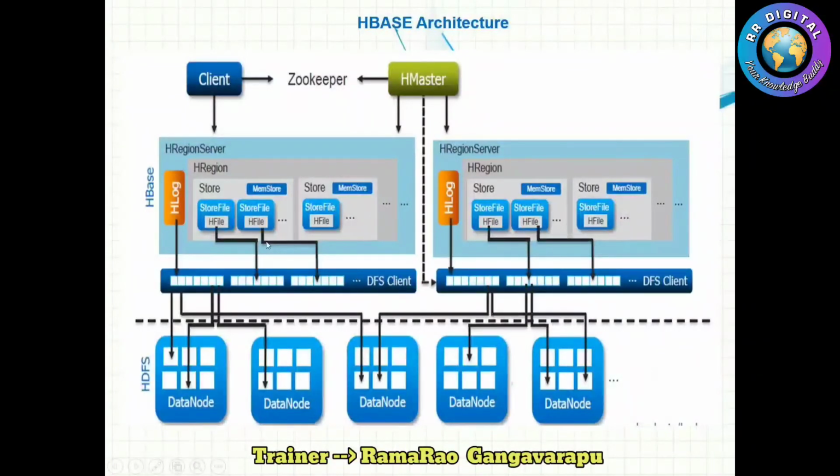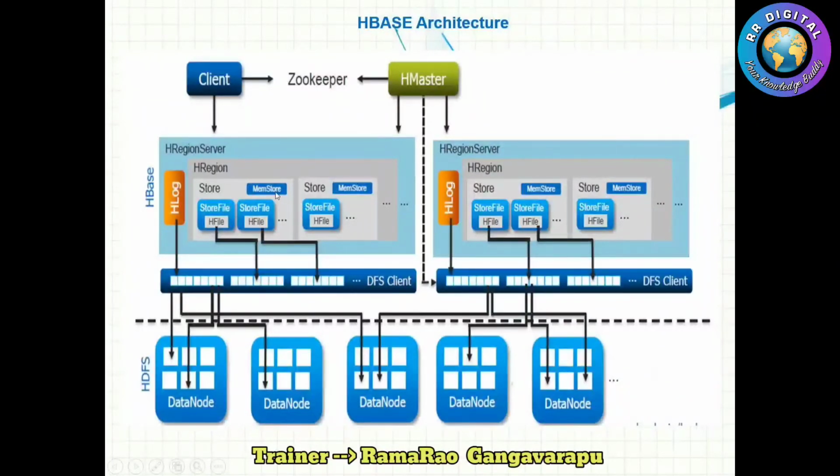Once this data moves to the data node, space becomes free again, right? So whatever new data comes, it will keep here. After some time it will be full again, then again it will flush to the data node. All these HFiles work like that only. It will keep data till that memory is full, and once it is full, it will flush to the data nodes.